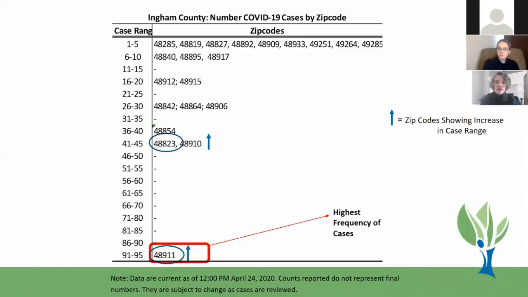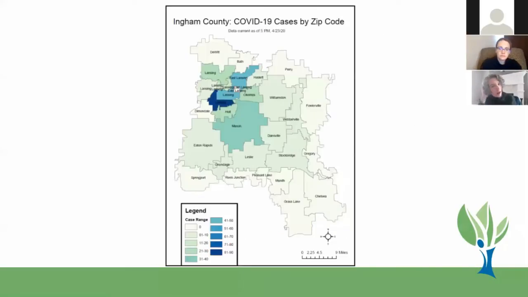So this is our cases by zip code. We continue to see, basically, the highest frequency of cases in the 48911 zip code, and they are for sure distancing themselves away from the others in terms of total case counts at this point in time. Keep in mind, we do have a higher population in that area as well.